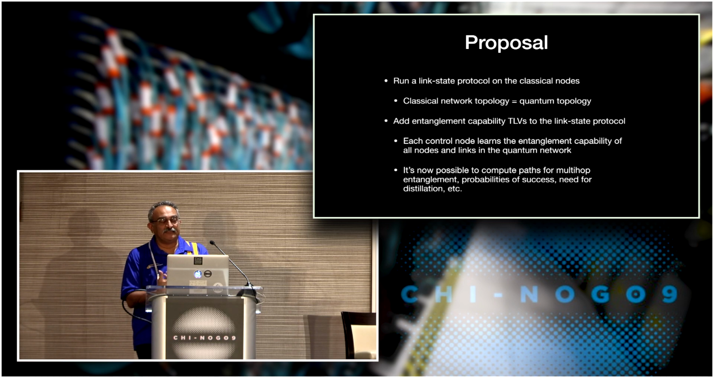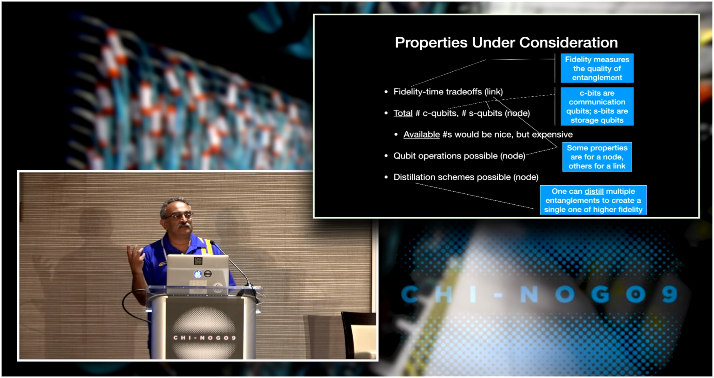So the goal is to create this multi-hop entanglement. And so you exchange these properties and then you compute these paths. So what you have is these things called fidelity. How good is my entanglement? But then something that is high fidelity may not last very long or may take a long time to actually create. So what is the fidelity of an entanglement that I could create between two nodes? What's the number of qubits I have at a quantum computing node?